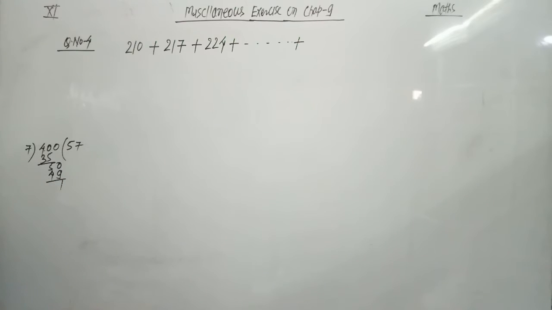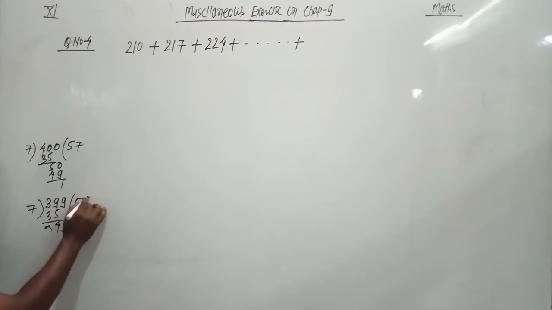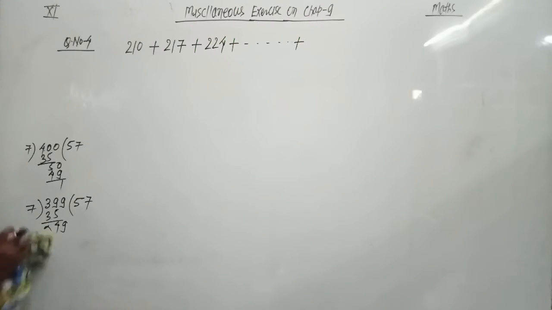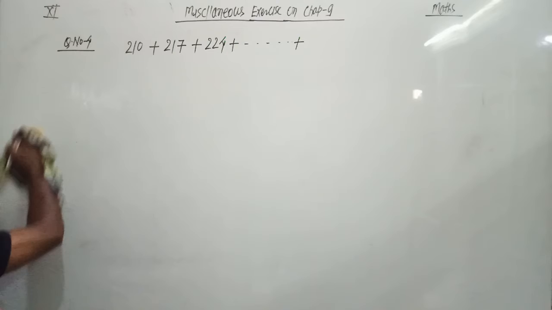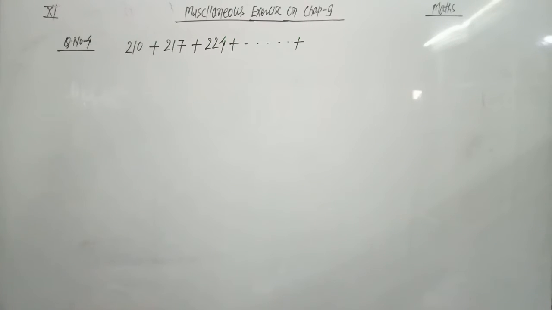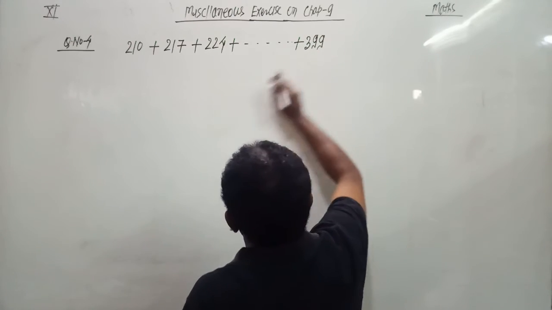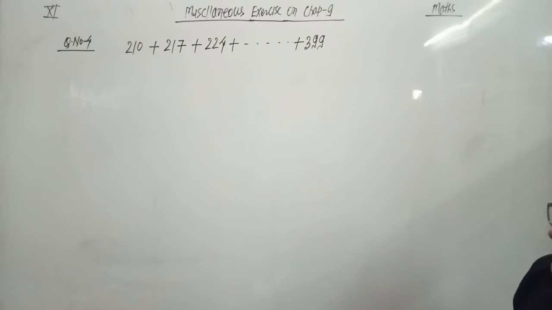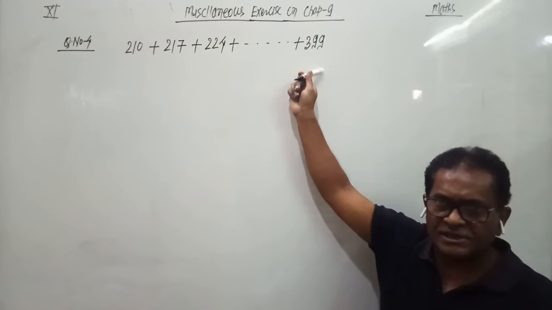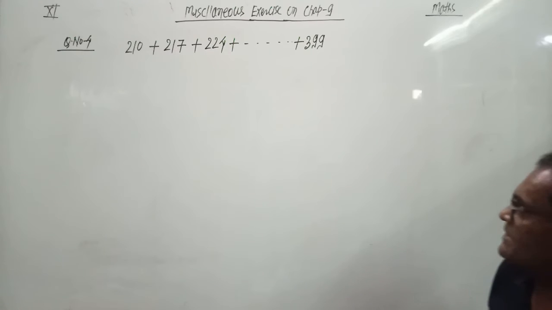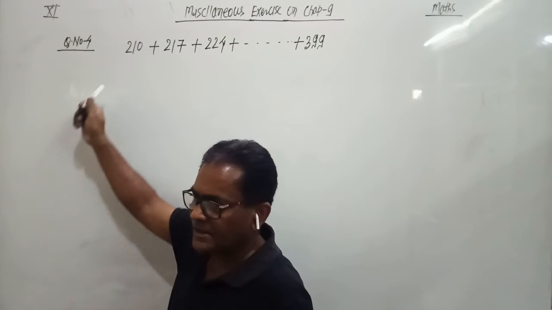So 399, when divided by 7, we get 7 5s are 35, 4 carry 49 and 7 7s are 49. It goes by 57. So the last number just before 400 which is divisible by 7 is 399. So between 200 and 400, the last number just before 400 which is divisible by 7 is 399, and the first number is 210.